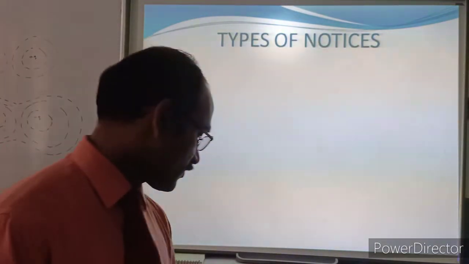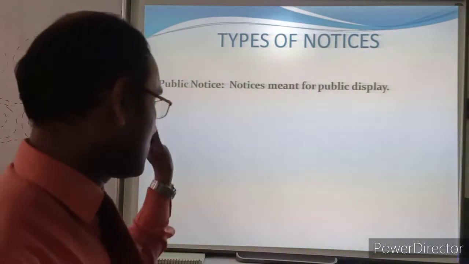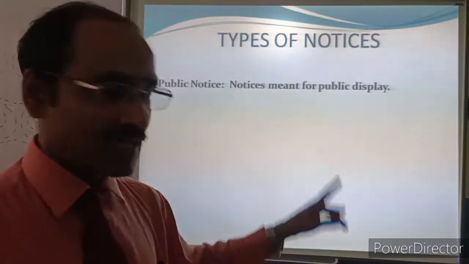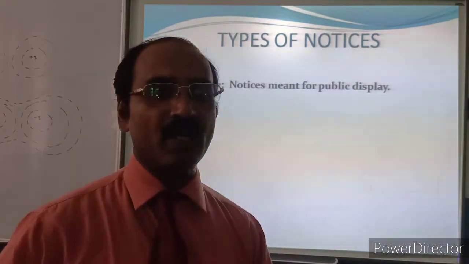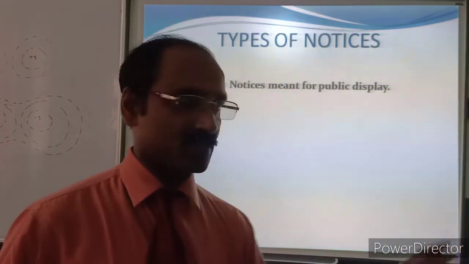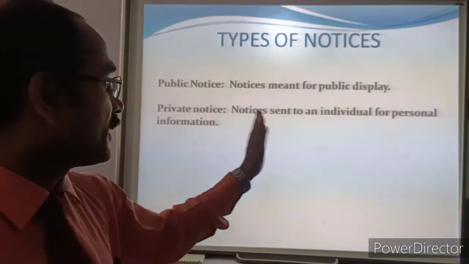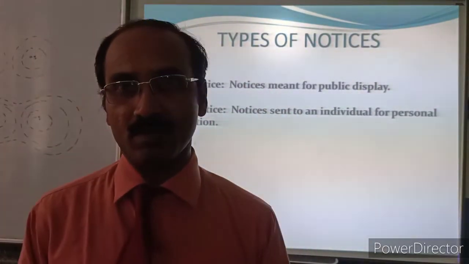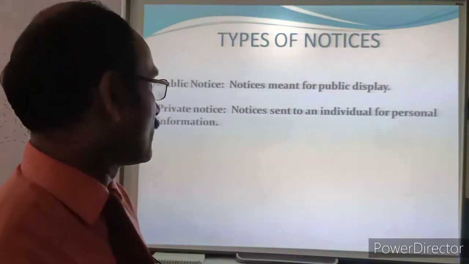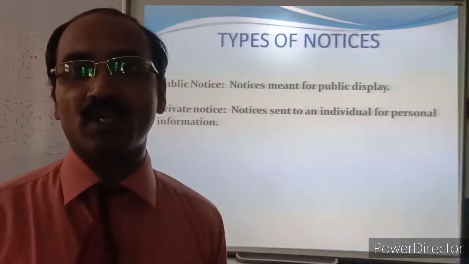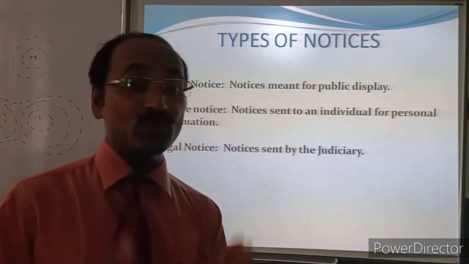Types of notices. One is the public notice. A public notice is issued for the public by the government or any local body or any municipality body. Then private notices. Private notices are sent to an individual for personal information. Private notices are issued to private people, or personally to a single person, to give information. Then legal notice. Who is issuing legal notices? The judiciary.